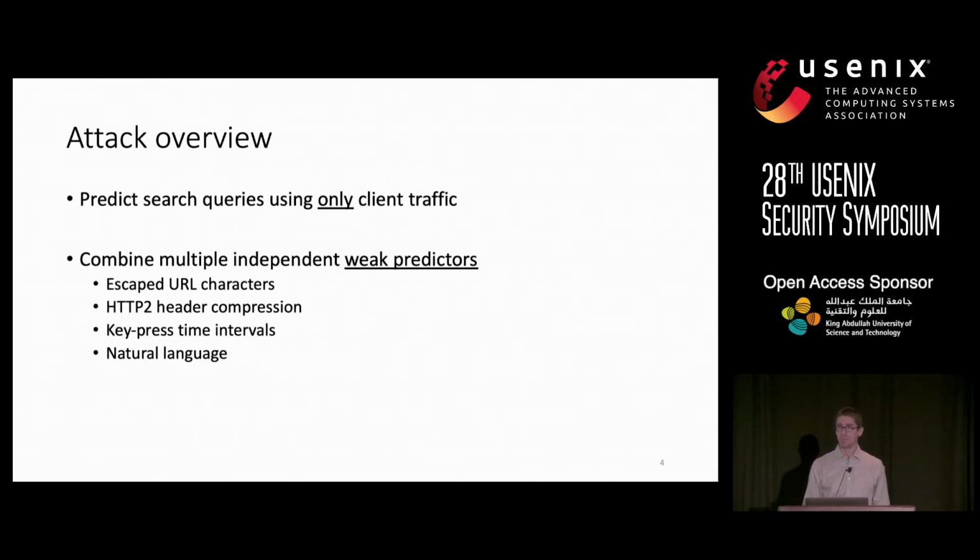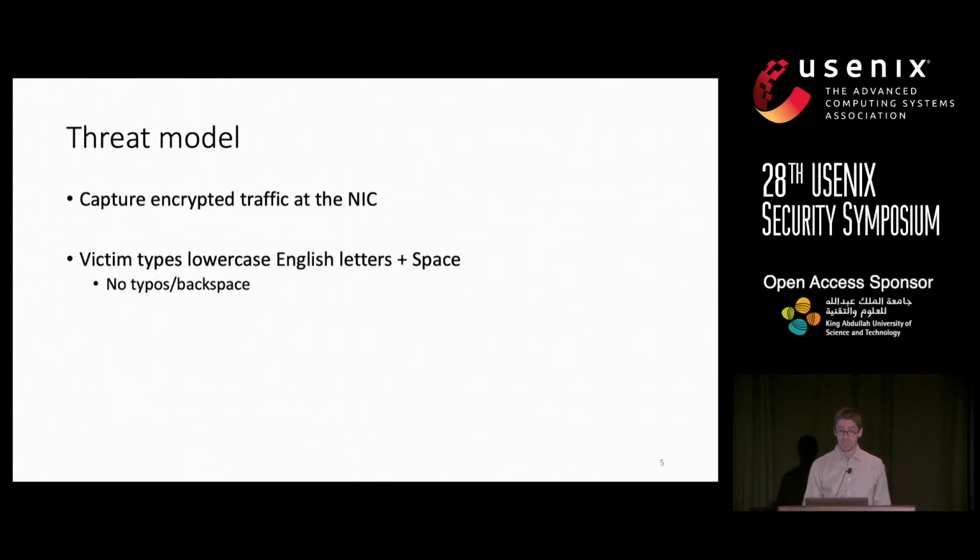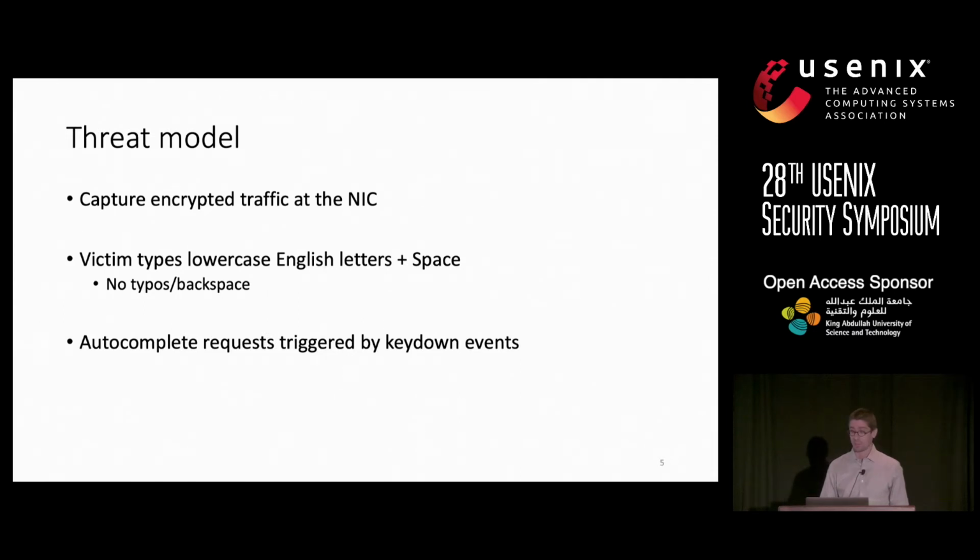This idea is really embedded in machine learning, analogous to creating a more accurate classifier through an ensemble of weak ones. In the threat model, we assume the attacker can capture traffic coming directly out of the victim's machine. I'm assuming the victim is typing lowercase English letters plus the space key, without any typos or backspace, and that the autocomplete requests, the requests to retrieve the list of search suggestions, are triggered on key down events in the web page.